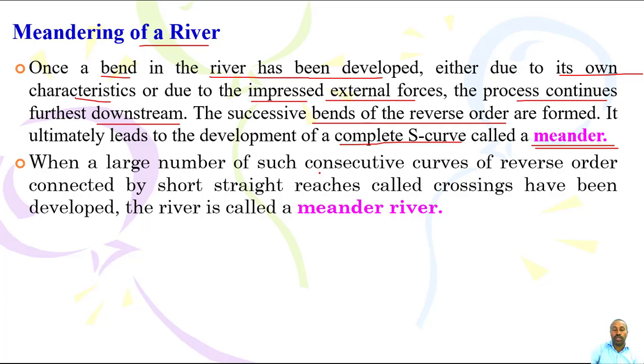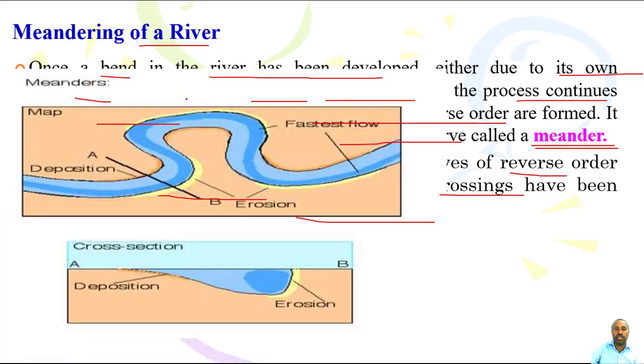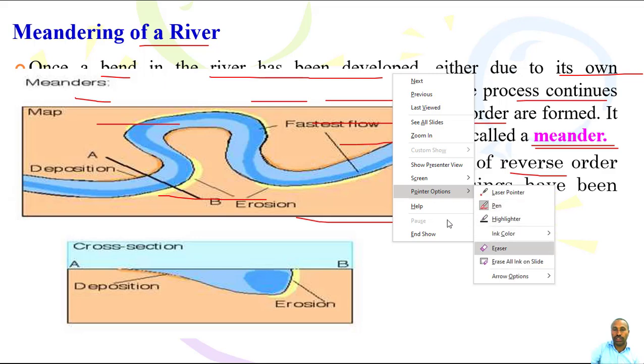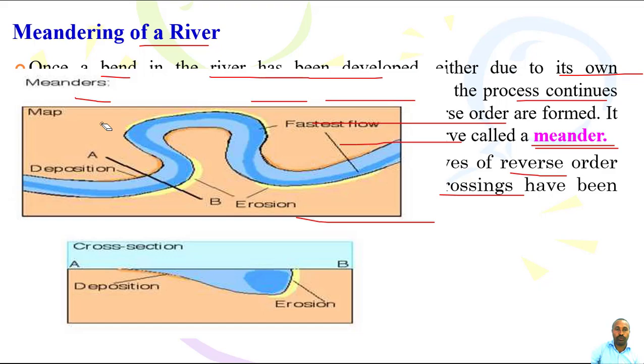When a large number of such consecutive curves of reverse order, which are S-shaped, connected by a short reach called crossings, have developed, then the river is called a meander of a river. See the shape like this. You may have deposition on the inner part, and the fastest flowing water on the concave side, which is the outer shape of the river. Then you may have erosion and deposition in this river cross section.